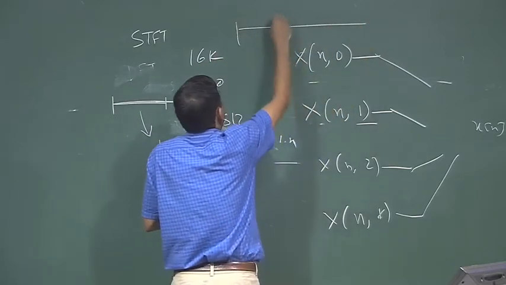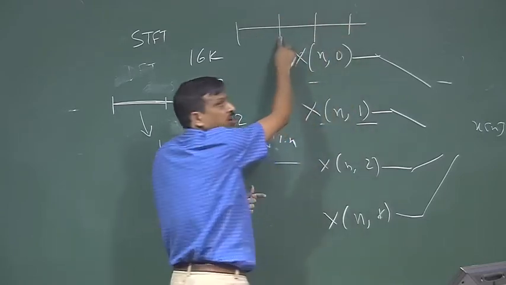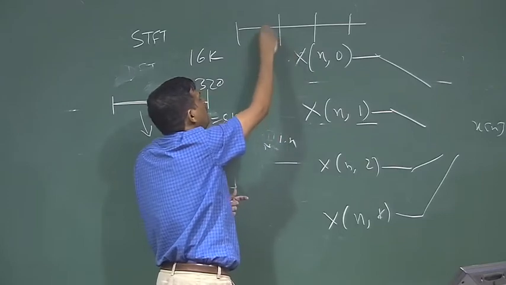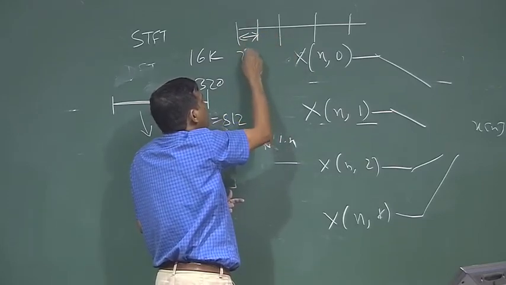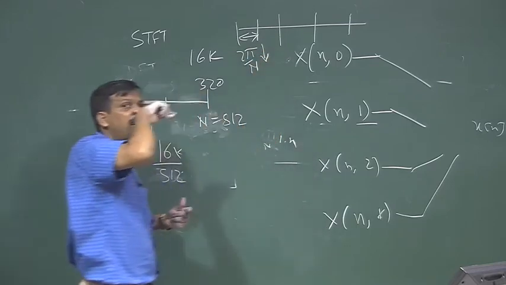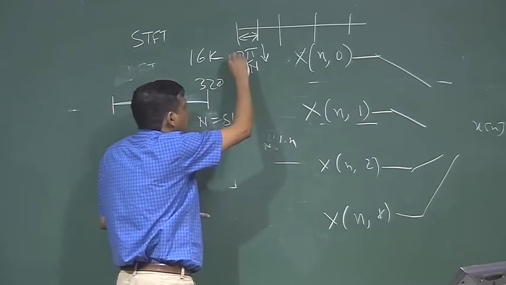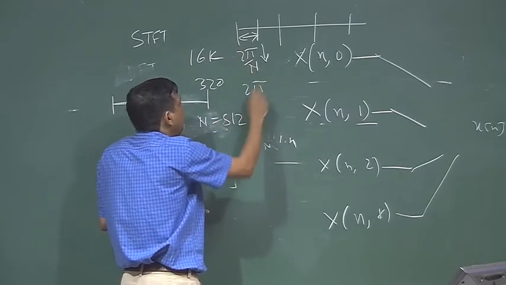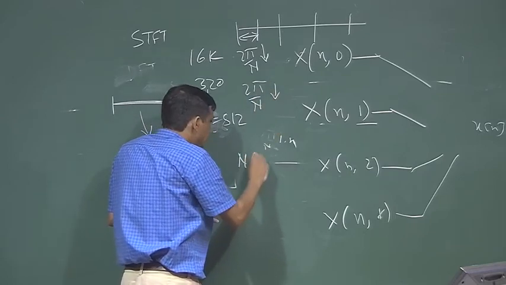If I divide with a long window, the resolution is less. If I want to increase the resolution, the division has to be of very small size. So, if the 2 pi by N value is decreased, then the resolution is increased. 2 pi by N will decrease if N is increased.